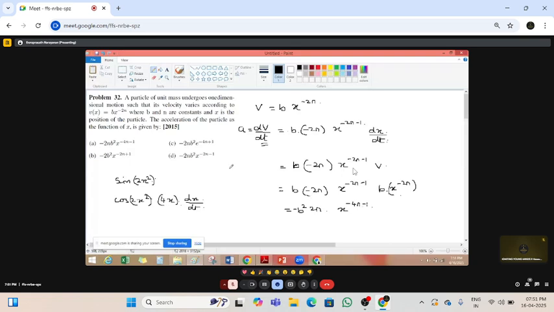So x power minus 2n minus 2n. So that means it will be minus 4n minus 1. So do you have that like that? Minus 2n b squared x power minus 4n minus 1. Yeah. So this will be the correct answer. Ipa theriyudhu. Okay. Thank you, sir. Sure.